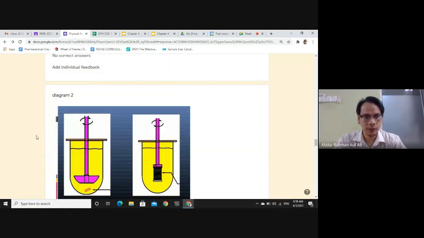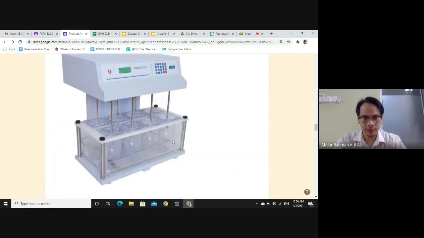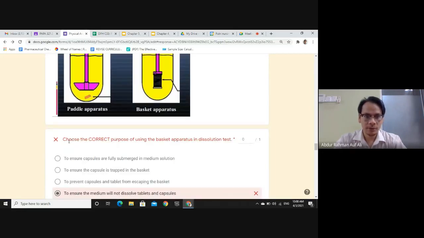Okay. Diagram number 2 menunjukkan paddle apparatus of a dissolution tester dan juga basket apparatus. Okay, dua-duanya adalah apparatus untuk dissolution tester. We attach this apparatus pada dissolution tester. So this is the rod. Satunya dissolution tester ada 2 rod yang kita boleh attach. Satunya adalah paddle, satu lagi adalah basket. So the question is, choose the correct purpose of using basket apparatus in a dissolution test.